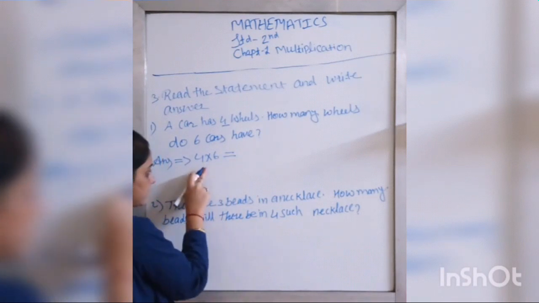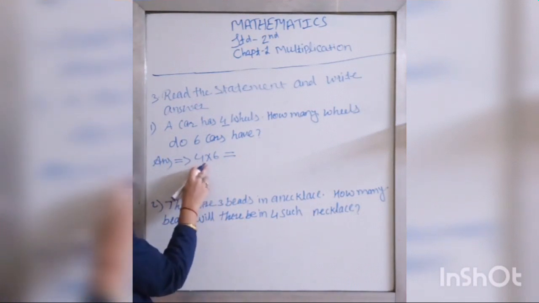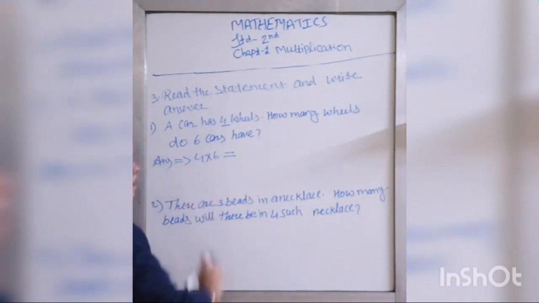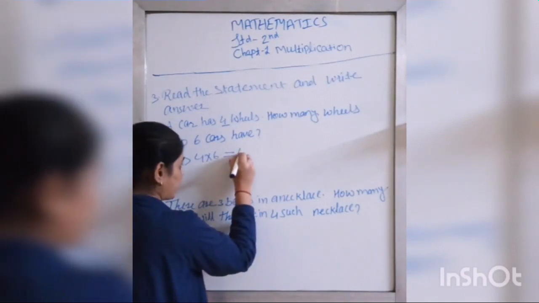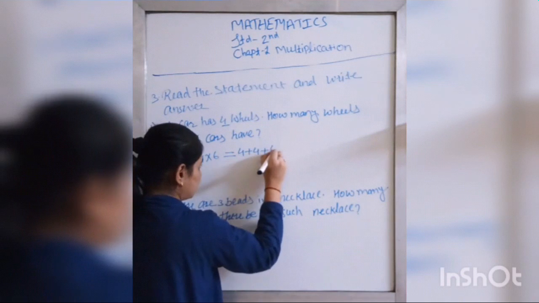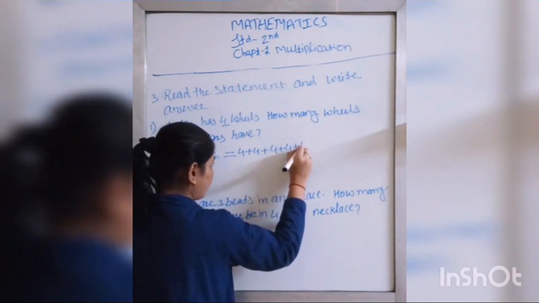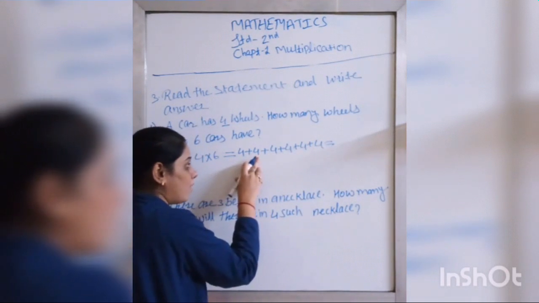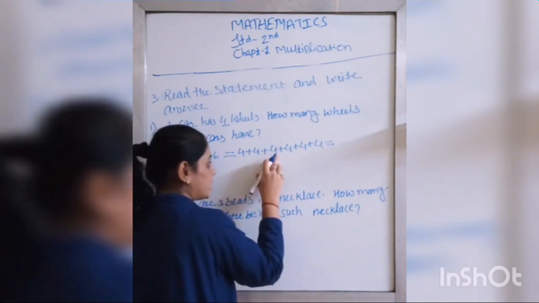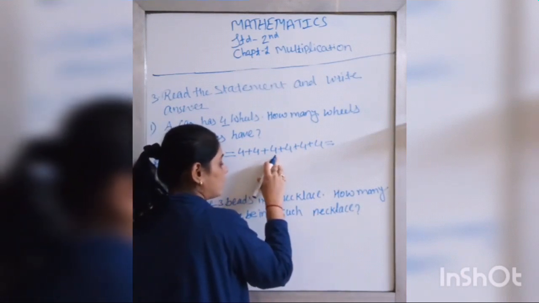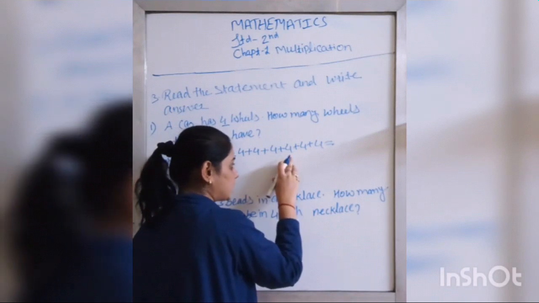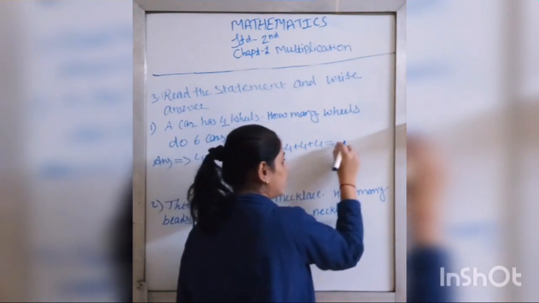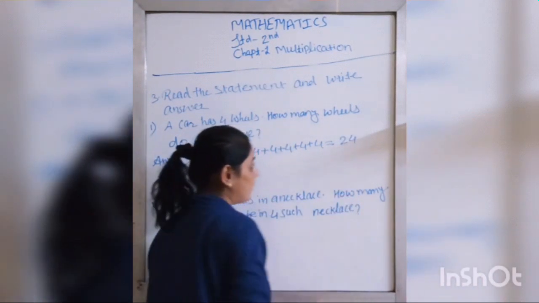So we will find this answer by adding repeatedly, as we are going to multiply 4 into 6. So this 4 we will add how many times? 6 times. 1, 2, 3, 4, 5, 6. Start addition. 4 plus 4 is equal to 8. 8 plus 4 is equal to 12. 12 plus 4 is equal to 16. 16 plus 4 is equal to 20. And 20 plus 4 is equal to 24.